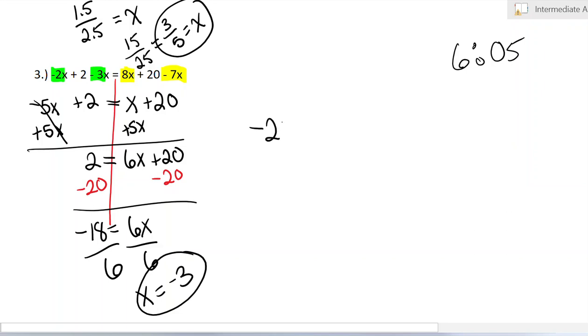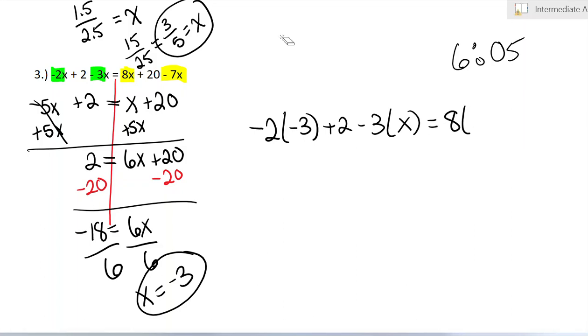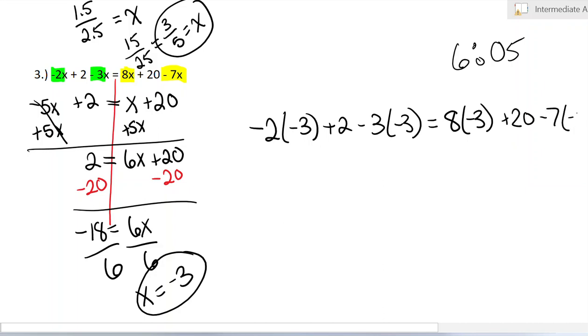Again, we want to double check this. So when I go to double check, I don't go to my simplified version. I'm going to go straight to the original problem to make sure I didn't make a mistake early on. So I go right to the original, and every time you see that x, you are putting in a negative 3. And then what you're going to do is, again, just check your arithmetic, making sure it's correct.